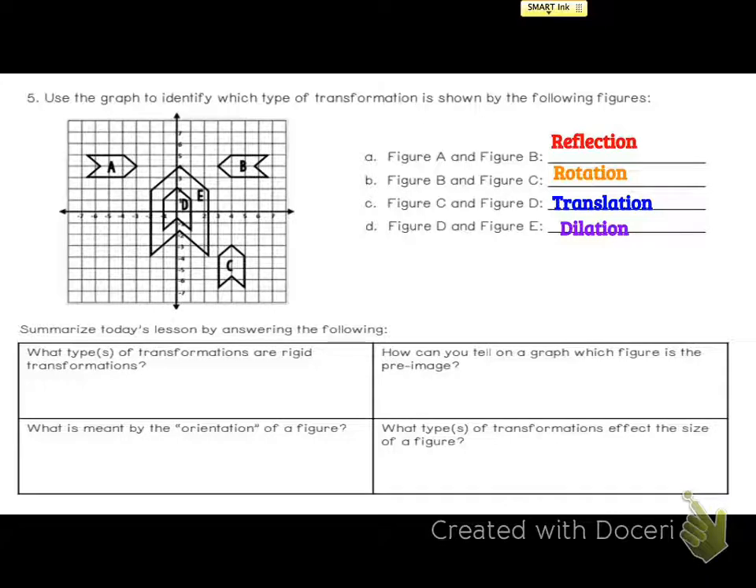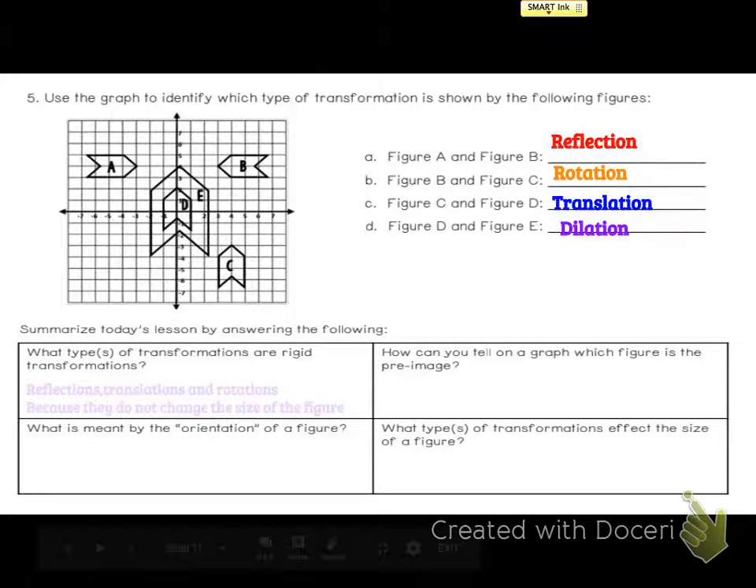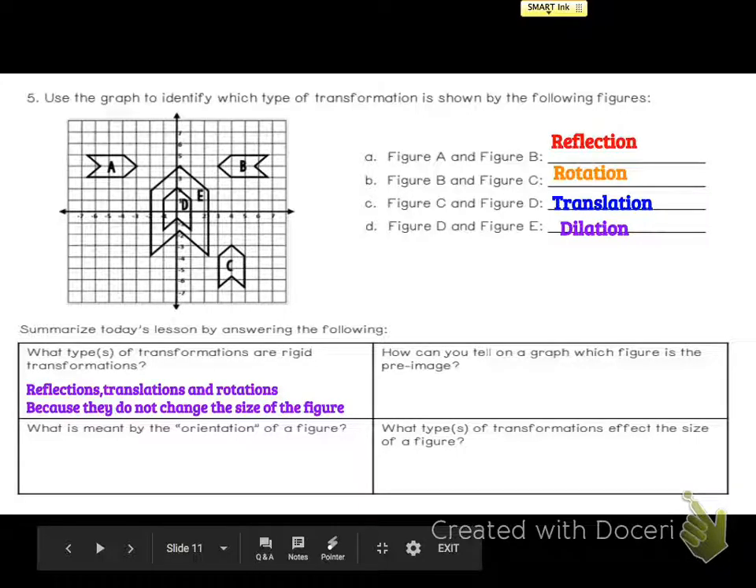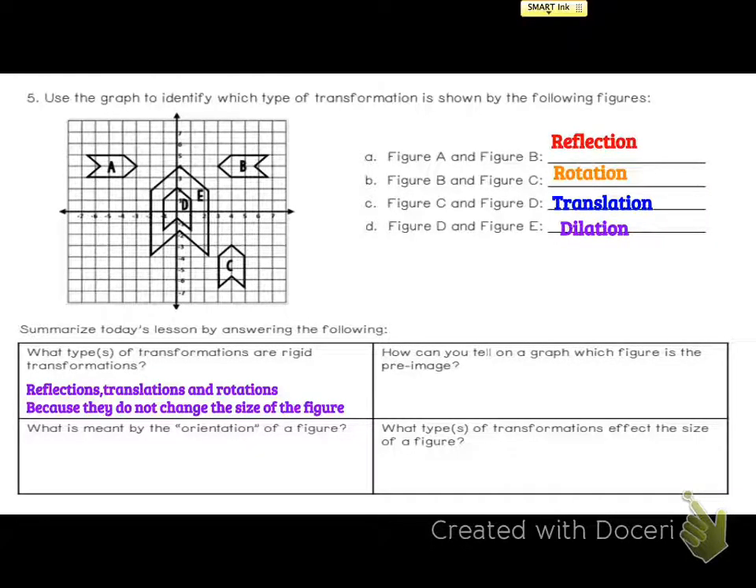So, summarizing today's lesson by answering the following: what type of transformations are rigid transformations? Do we remember? If it keeps the same size and shape. What type? So a translation. What else? Remember, a rigid means that the size and the shape did not change. Reflection. Okay. Is there another one? Rotation. And a rotation. Okay. All three of those. So reflections, translations, and rotations, because they do not change the size of a figure.